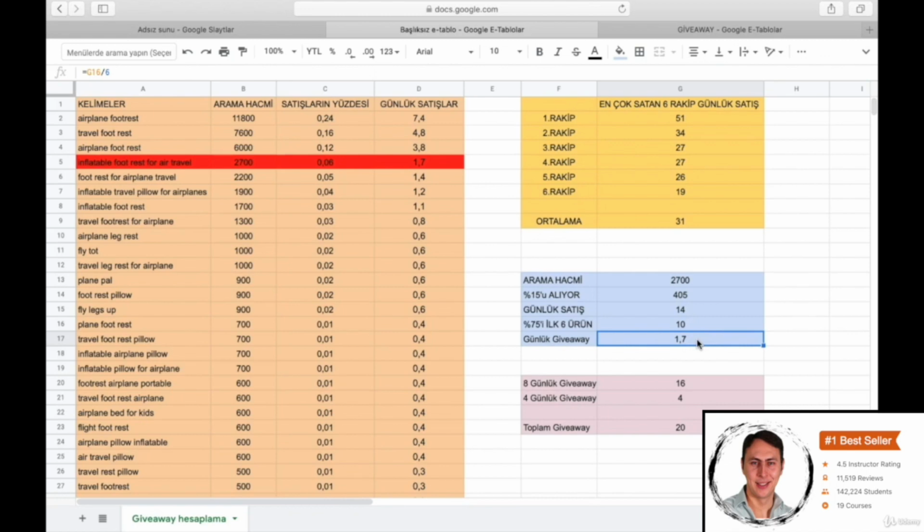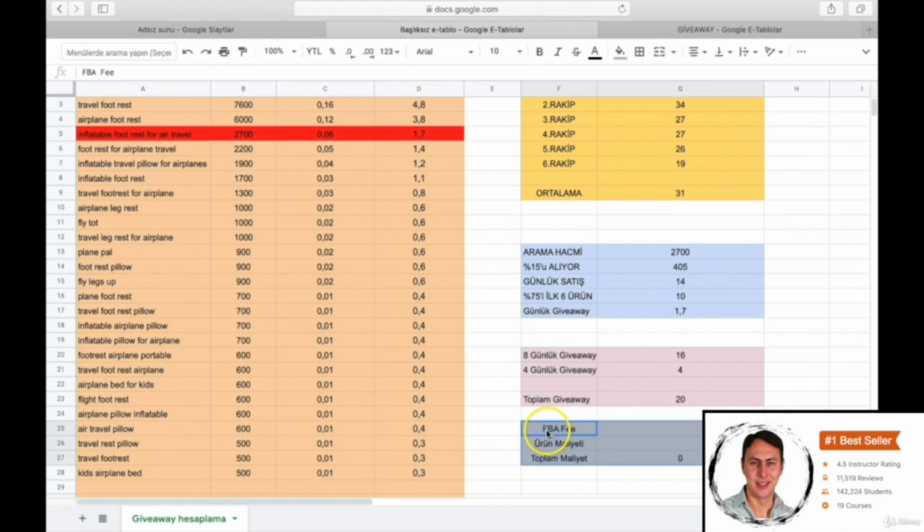Finally, let's add one more thing to our Excel spreadsheet. We add a table to calculate the giveaway cost we provide. So what is the giveaway cost? Now that you are going to make a full-priced giveaway, normally the sales price of that product and the FBA fee to be received by Amazon will be your cost factors. Now let's write the FBA fee amount on our table. So how do we find this?